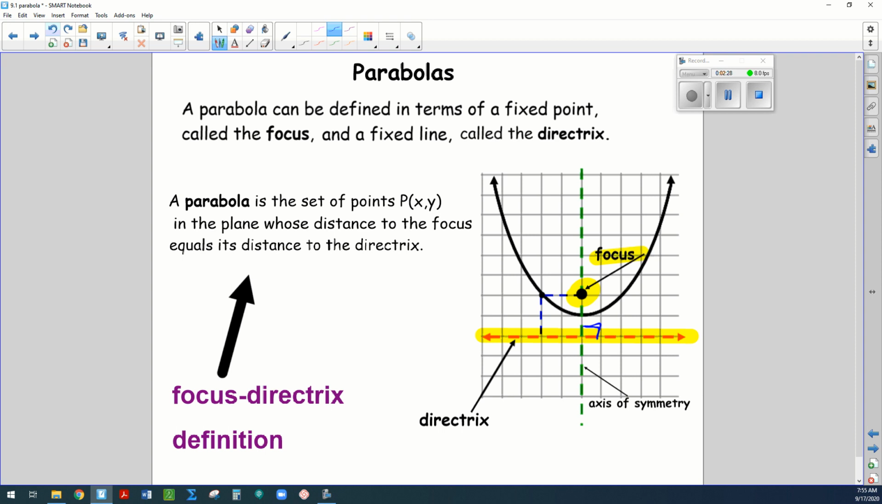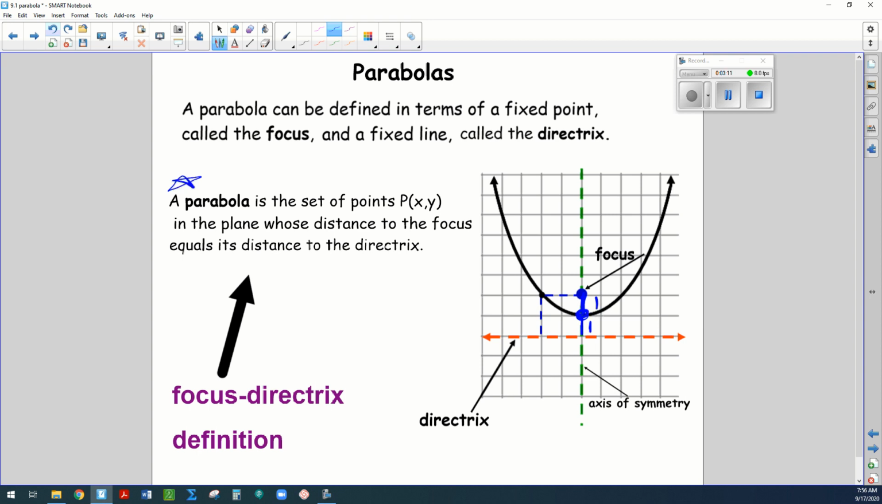So the relationship of the points on the graph, that locus of points, is given by our definition right here. A parabola is defined as a set of points in a plane whose distance to the focus equals the distance to the directrix. So for example, if I go from the focus straight down to the vertex, the vertex is a point on the parabola. That's 1 unit, whatever my units are here. If I go from the vertex to the directrix, it's exactly 1 unit.